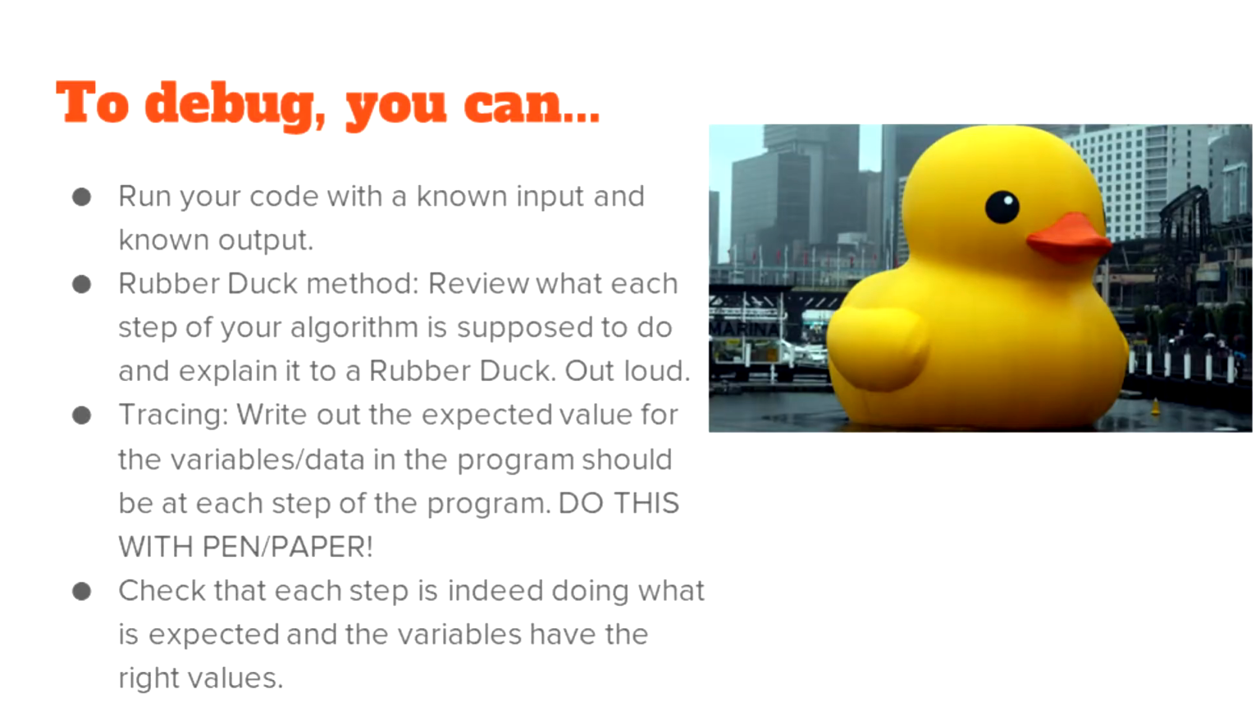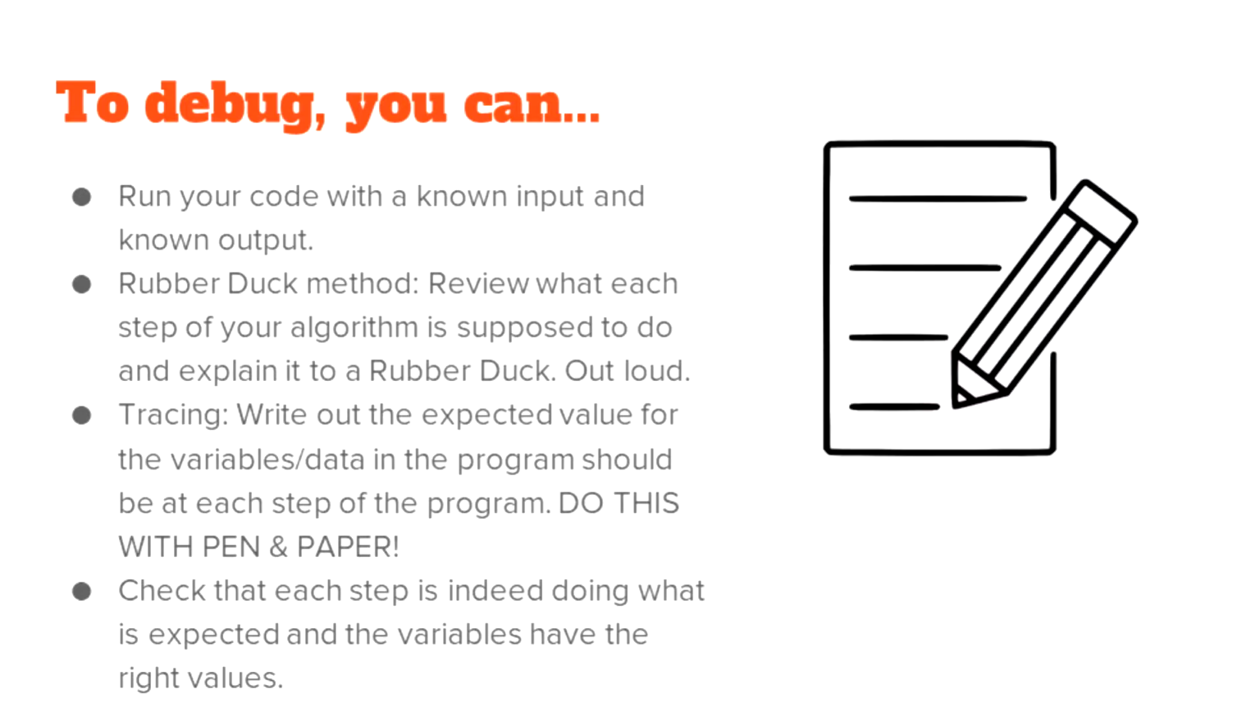The second method is what many people call the rubber duck method. You will explain your code to a rubber duck. By explaining the code to another, you will often find the mistake as you explain it and realize there's a problem in the logic of your explanation. The rubber duck can be substituted with any object or friend, and can even be a mental rubber duck if you so choose. The third method is tracing.